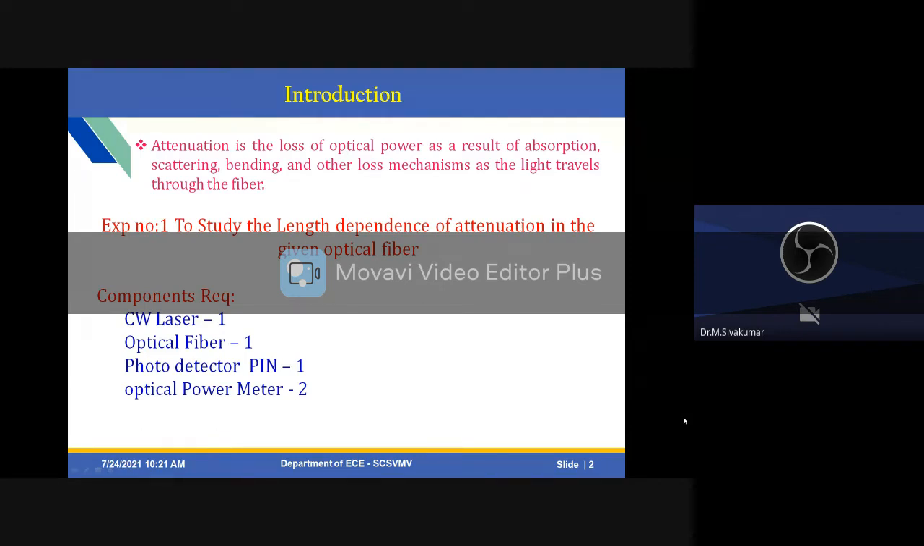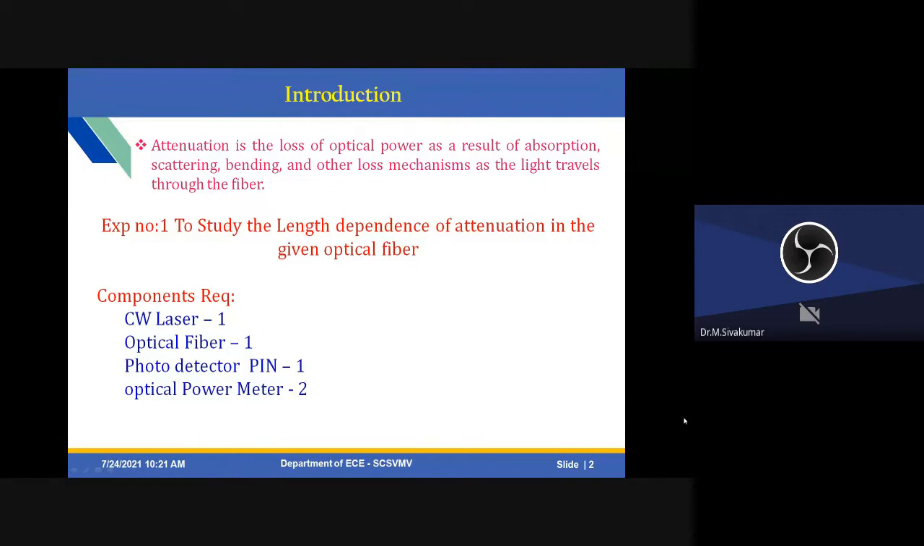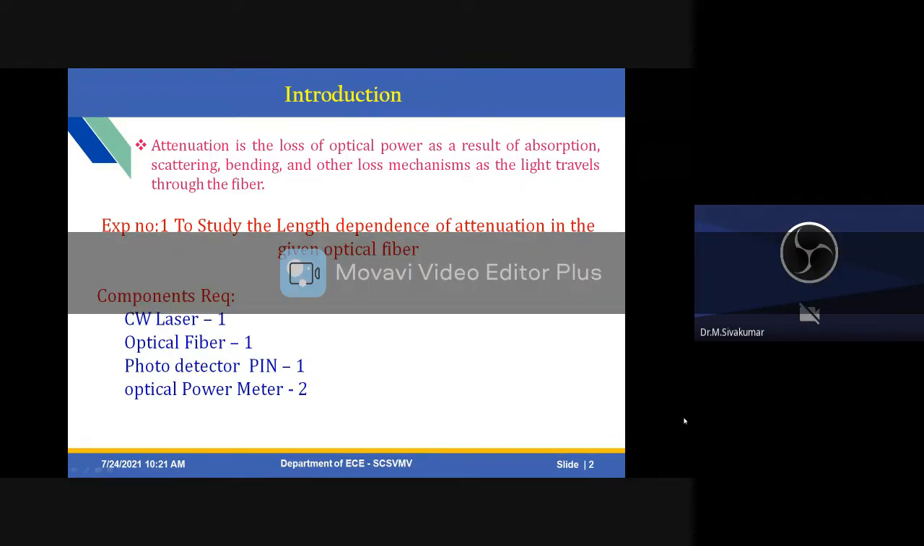Here is the definition for attenuation. The attenuation is the loss of optical power as a result of absorption, scattering, bending, and other loss mechanisms as the light travels through the fiber. This is one simple definition for attenuation. The first experiment: just practice the experiment to study the length dependence of attenuation in the given optical fiber.